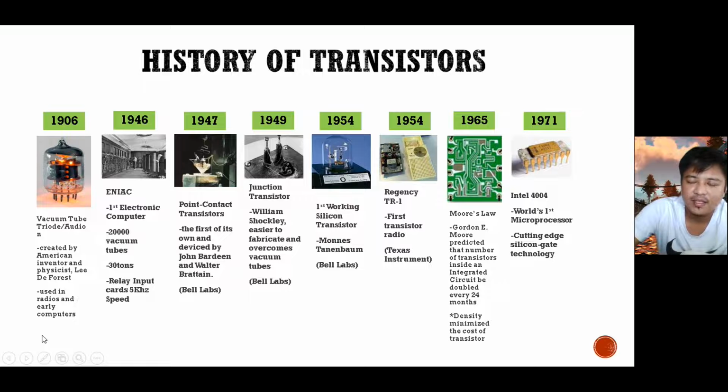Let us go again with this timeline. In 1949, the first junction transistor was made, developed by William Shockley, also at Bell Labs. It was created for easier fabrication and to overcome vacuum tubes. It was also a huge leap in the history of transistors. Then in 1954, the first working silicon transistor was made, developed by Mons Tannenbaum, also at Bell Labs.